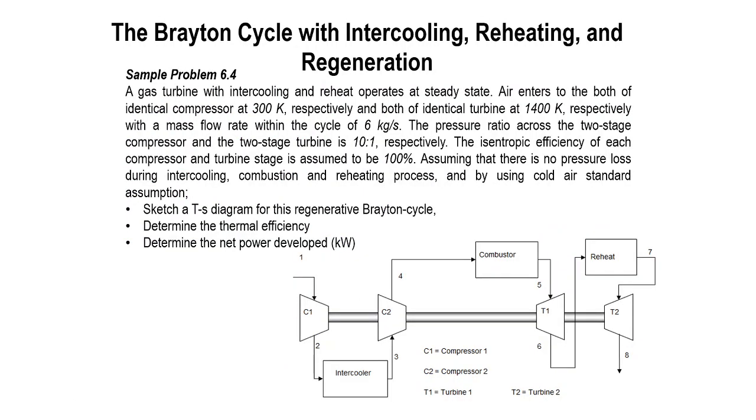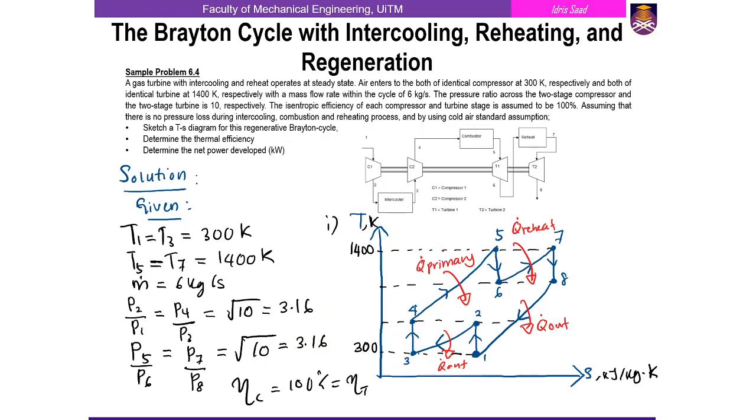Sample problem 6.4. Okay, problem 6.4. A gas turbine with intercooling and reheat operates at steady state. Air enters both of the identical compressors at 300 Kelvin, and both of the identical turbines at 1400 Kelvin, respectively, with a mass flow rate within the cycle of 6 kilograms per second.